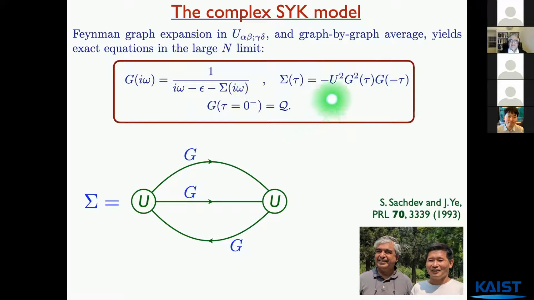Okay, but one thing you can do, which we did right away, is solve these equations in the low energy limit, at time much greater than 1 over U.